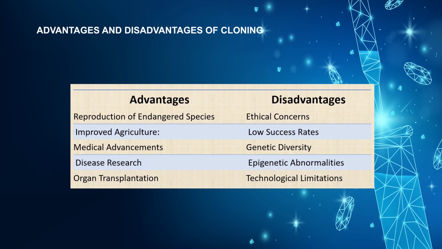organs. Another advantage or application is disease research, where cloning animals with a specific genetic disease enables scientists to study the development and progression of disease, leading to advancement in medical research and the development of treatment. Cloning could potentially provide a source of organs and tissue for transplantation, reducing the demand for donor organs and addressing the shortage of available organs for transplantation.